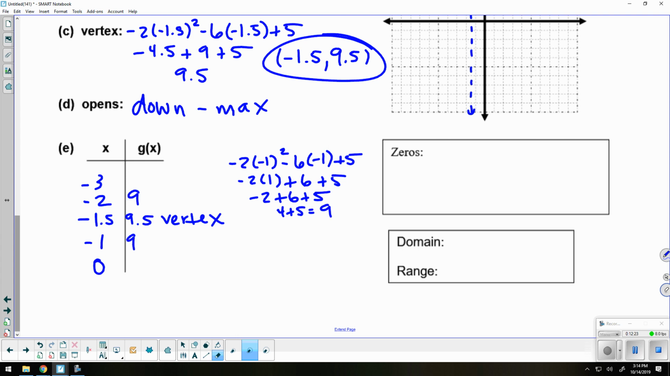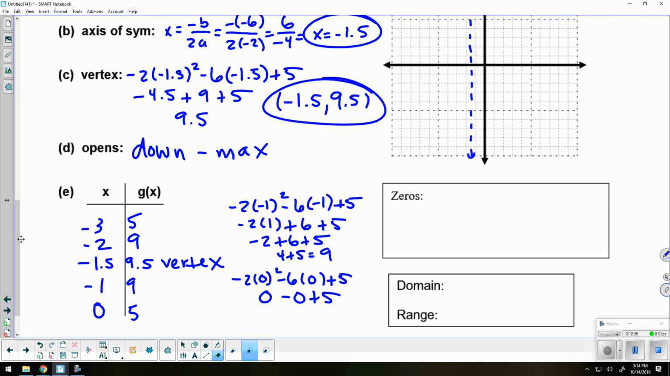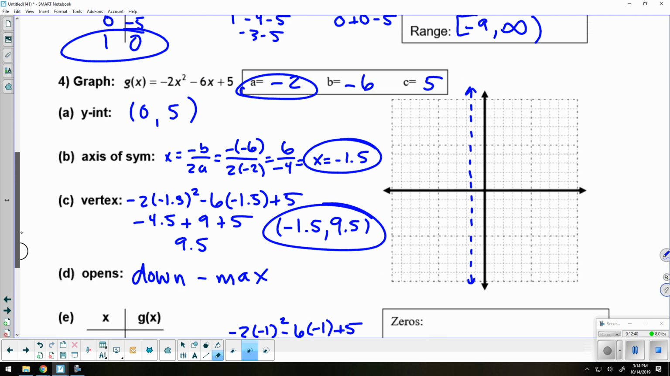Okay, plugging in 0 again should be easy. Negative 2 times 0 squared minus 6 times 0 plus 5. That's just 0 minus 0 plus 5. You get positive 5. Okay, so let's see where we're at so far. Let's just go ahead and plot these points and see if we're going to find where it crossed over the x-axis.